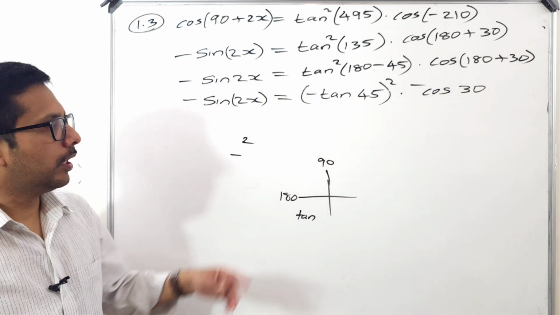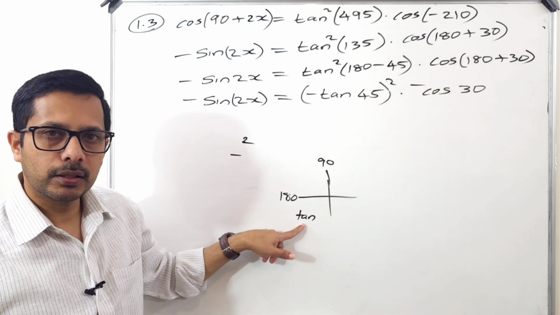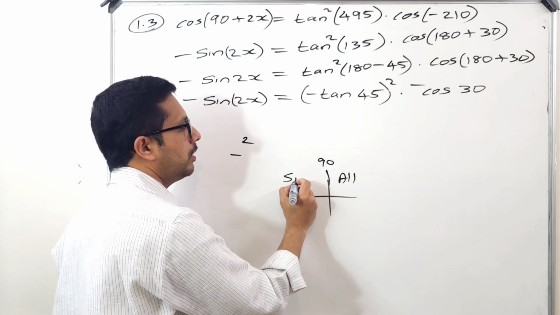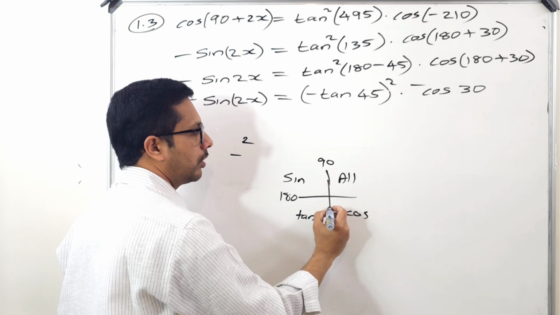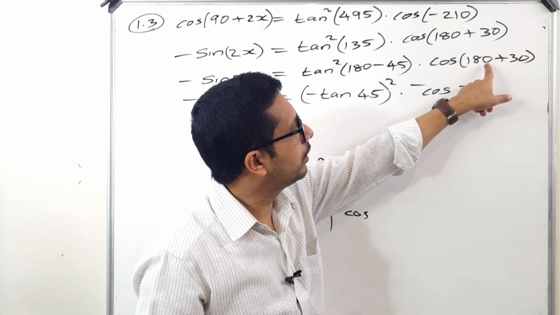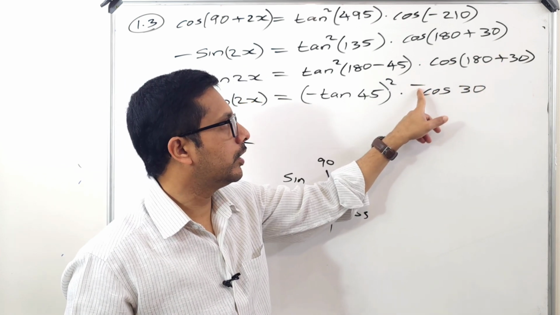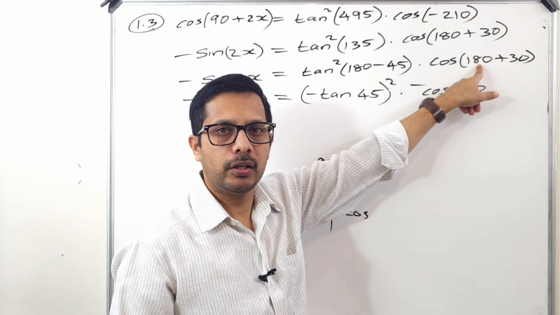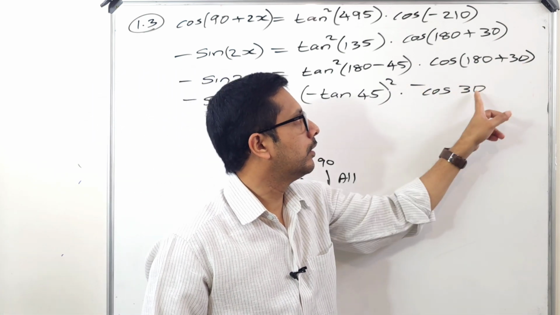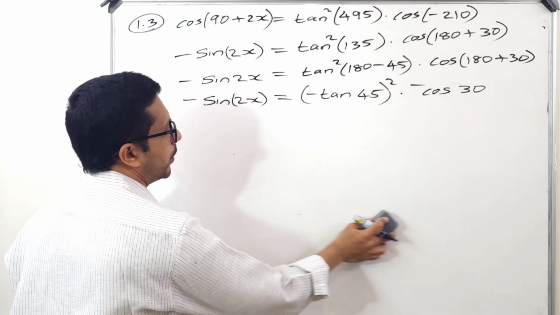So once more, here 180 plus 30. 180 plus means third quadrant. In the third quadrant, what is positive? All, sine, tan, cos. Is it not like this? So tan is positive in the third quadrant. Here what? Cos. So it is negative. Is there any change in the trigonometry? No, because it is based on the horizontal line. So cos as it is, what is the acute angle? 30 degrees.